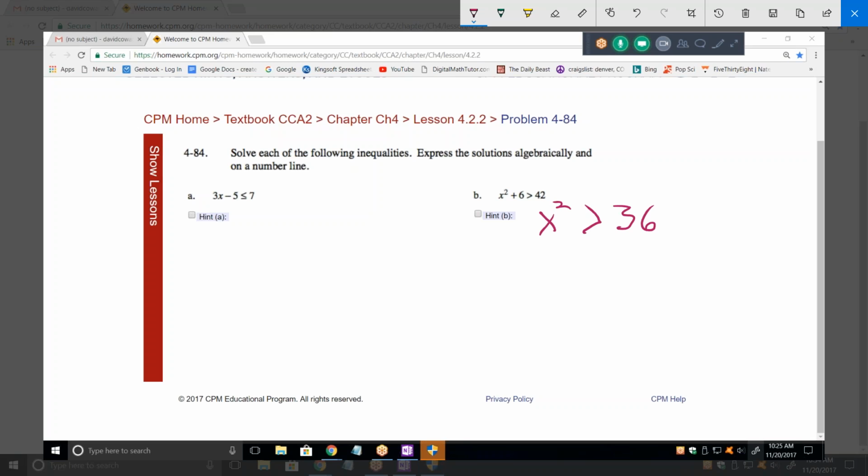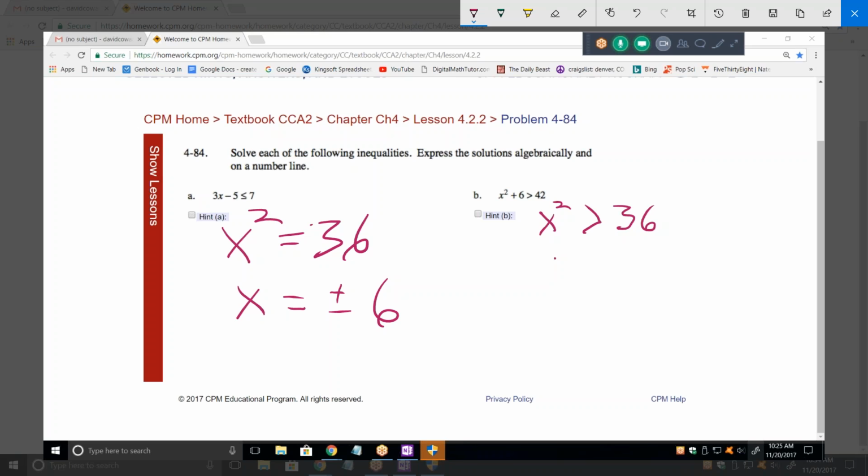And then you would square root it. Taking the square root is very similar to dividing or multiplying by a negative number. Notice, if this was an equation, if I had x squared equals 36, what's x equal to? X equals 6? Nope, plus or minus 6. Every time you forget the plus or minus, you're losing points.